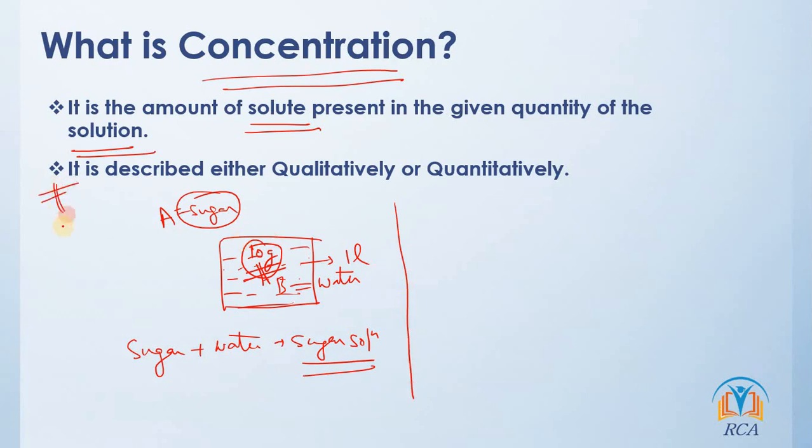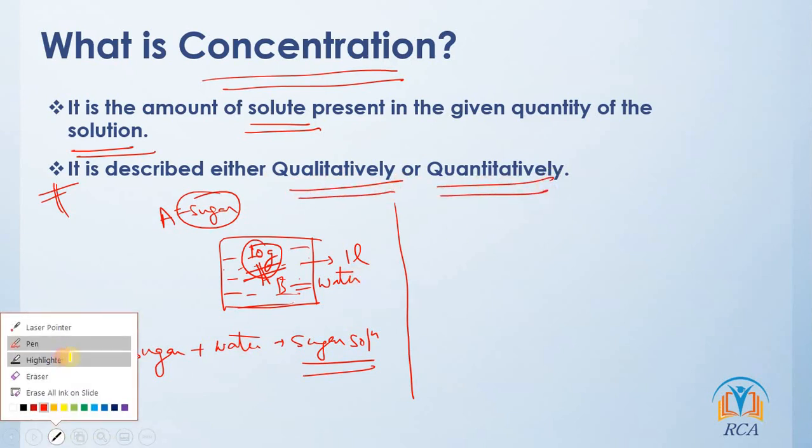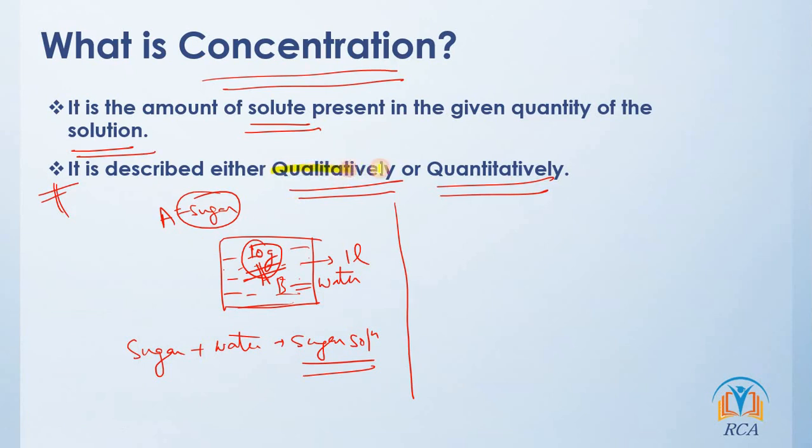Now the second pointer says that the concentration is described either qualitatively or quantitatively. Again, what is meant by this? Let's try and understand. What is meant by qualitatively or quantitatively? We'll try and understand separately. First of all, what is qualitatively?